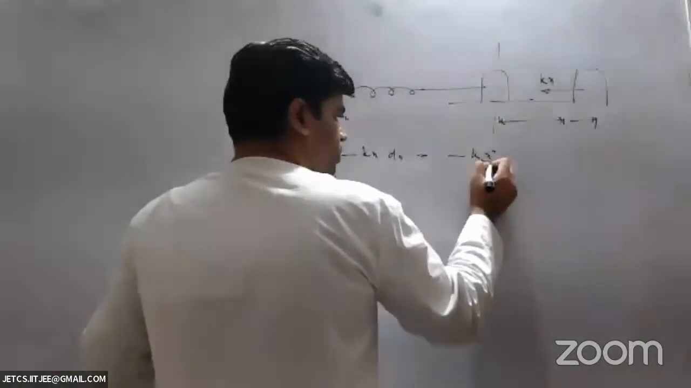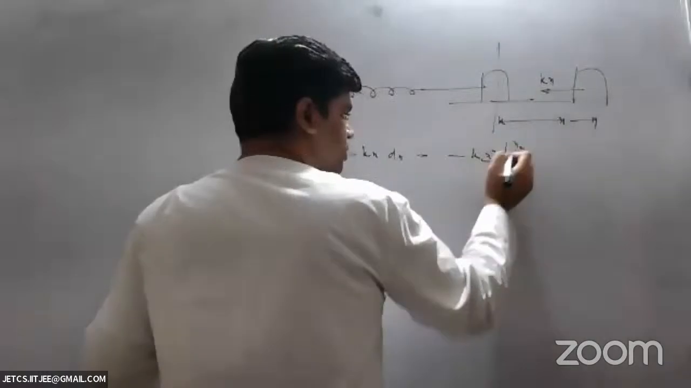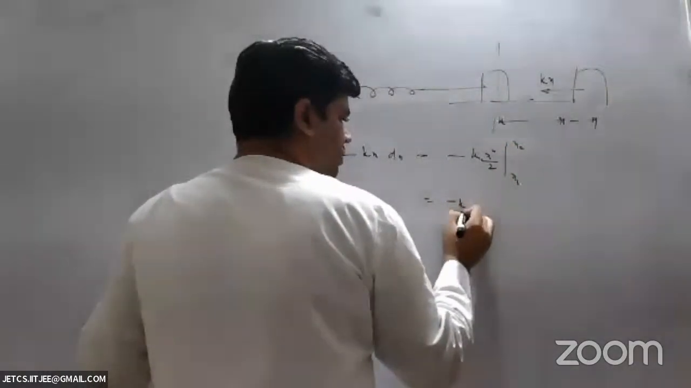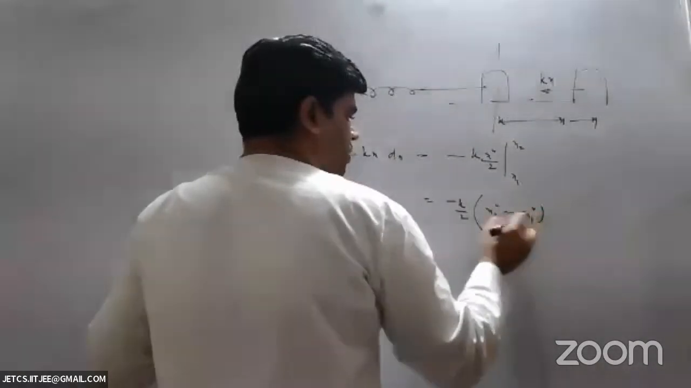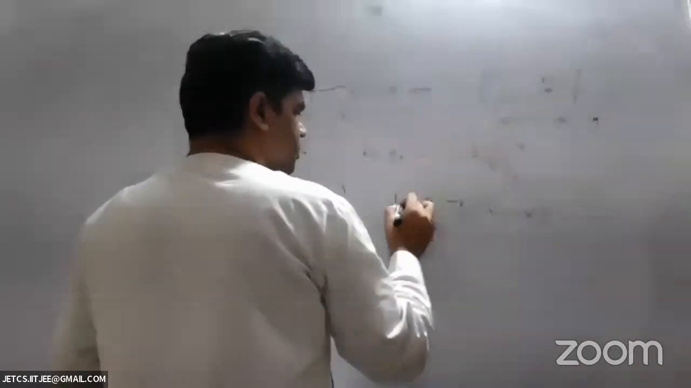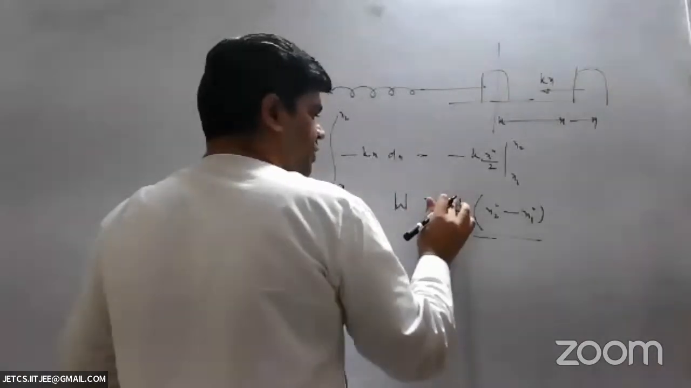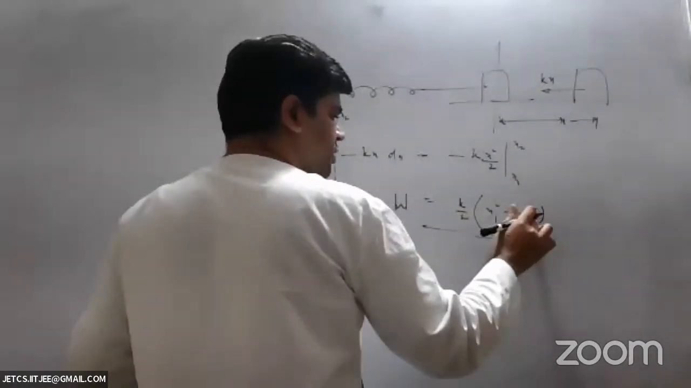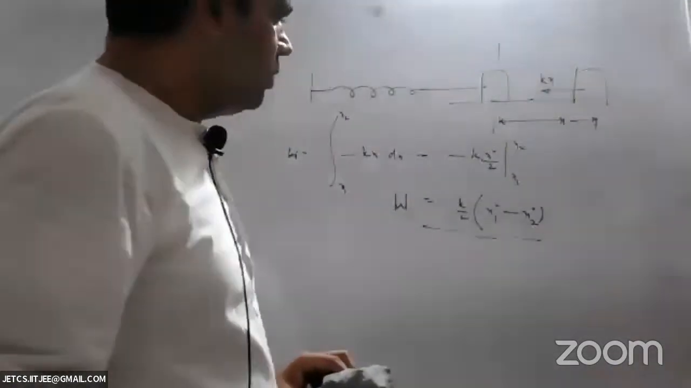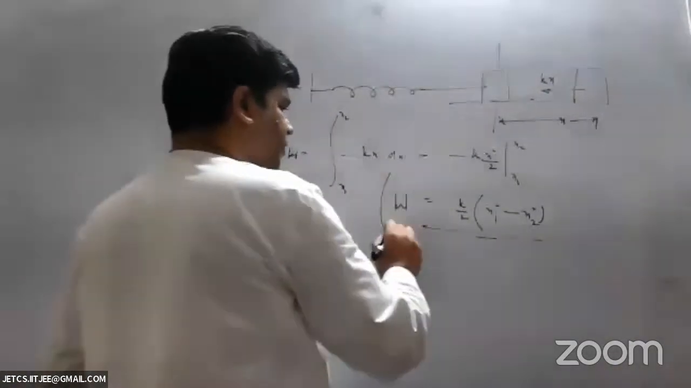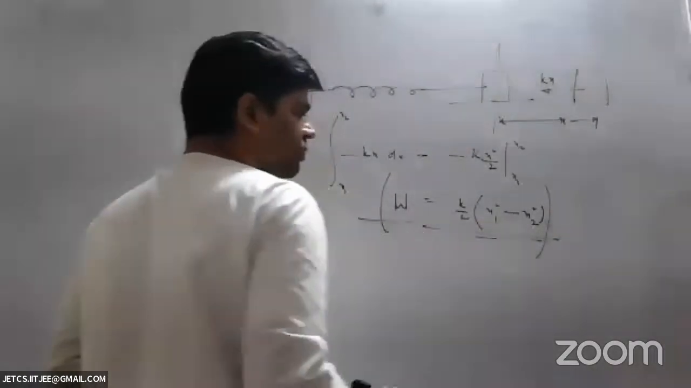Minus kx square by 2 under limits x1 to x2, which is equal to minus k by 2 into x2 square minus x1 square. Yes, sir. This is my work done. Or if I remove this minus sign, I'll have x1 square minus x2 square. Now look, students, this is my formula for spring force, the work done by the spring force.